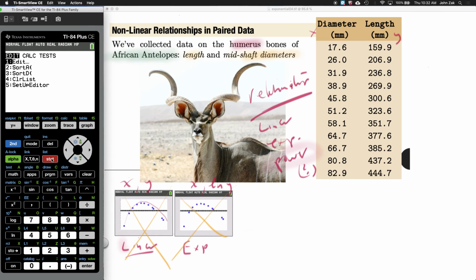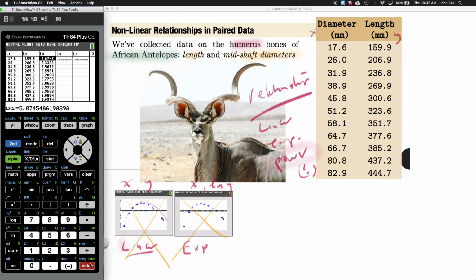To make a power model, we'll go to stat, edit. We actually need to take the natural log of the x and the natural log of the y. So in L4, I'm going to hit natural log of L1. Now don't be confused, because I actually now have these flip-flopped. What's going to be x is now L4 and what's going to be y is now L3, right? So I took the natural log of the diameters, which were my x variable, and the natural log of the lengths, which was my y variable.